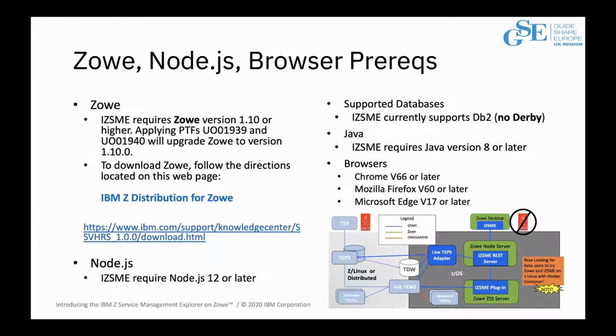Okay. Java, you do need Java on Z, version 8 or later. And I think most Z systems have Java nowadays. And for the browsers that are supported, you've got Chrome, Mozilla, and Microsoft Edge. Okay.